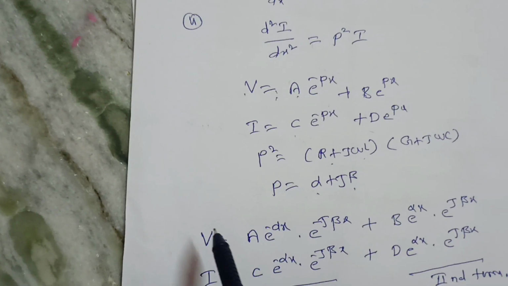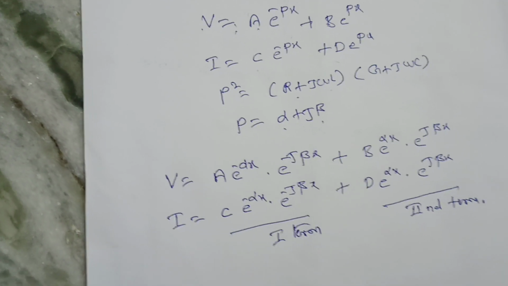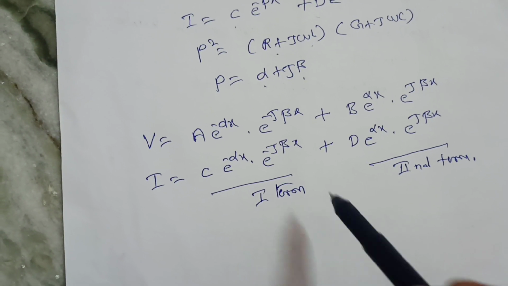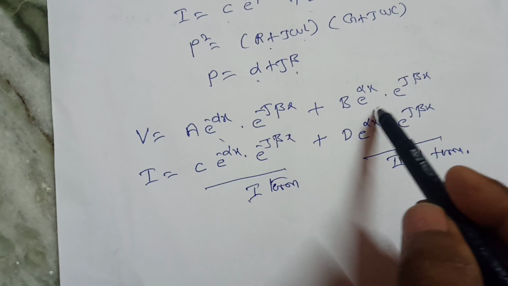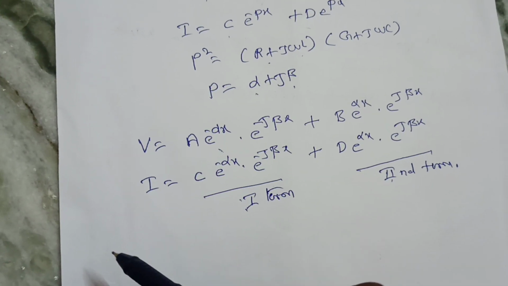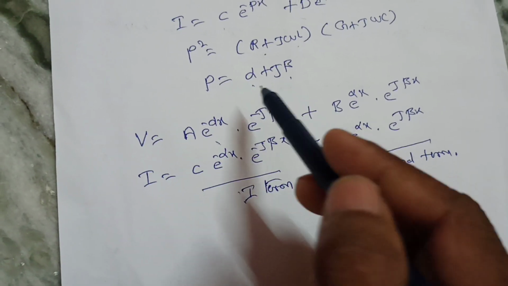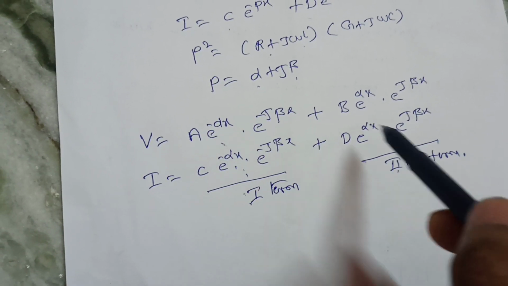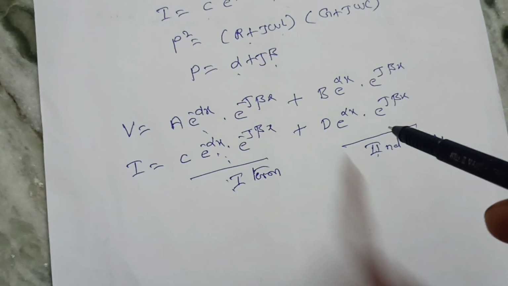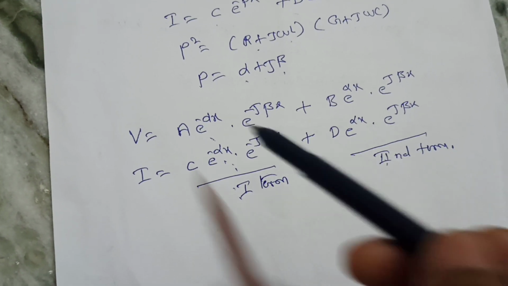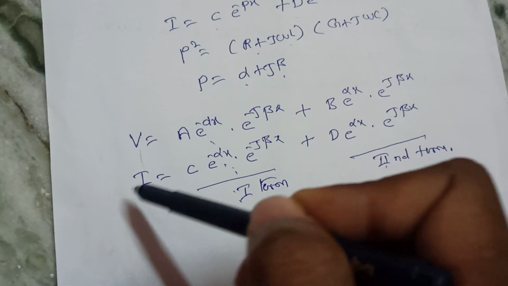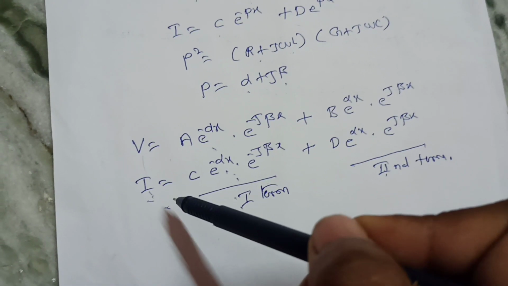These voltage and current equations are known as basic transmission line equations. In these equations, the first term indicates the incident wave. Incident wave means the waves traveling from source to the load. The second term indicates the reflected wave. Reflected wave means the wave which propagates from load to source. So these two equations are known as basic transmission line equations, or voltage and current equations of transmission lines.